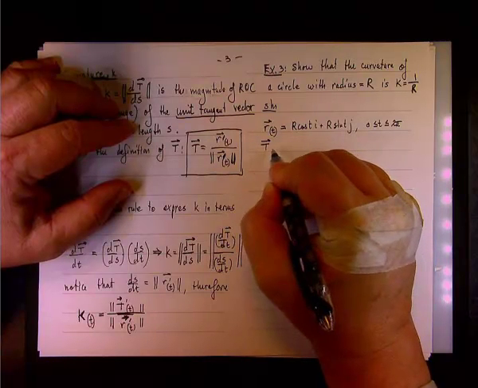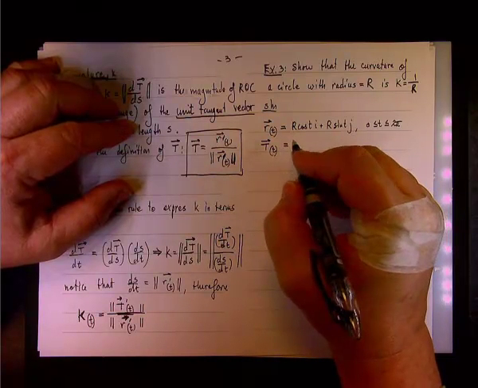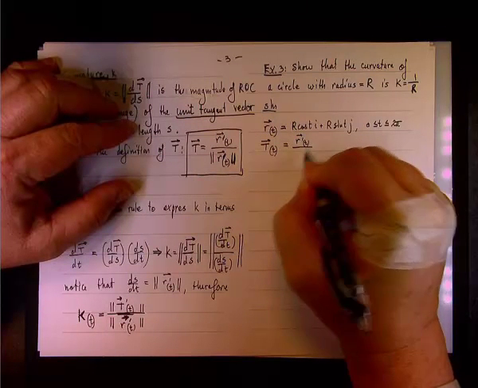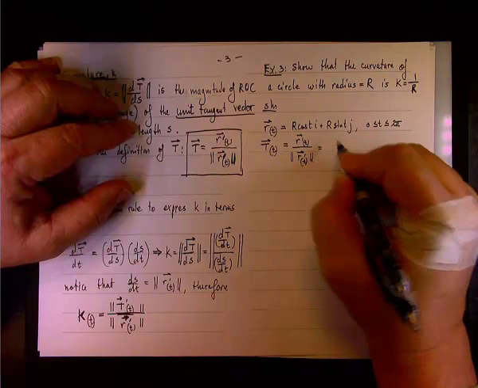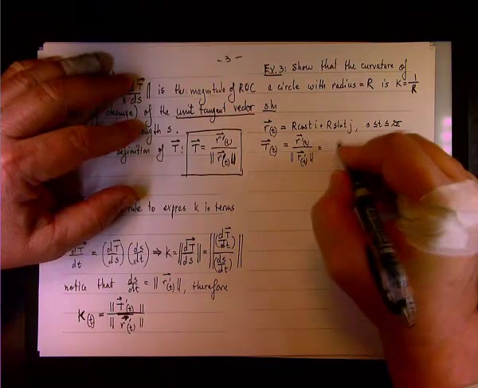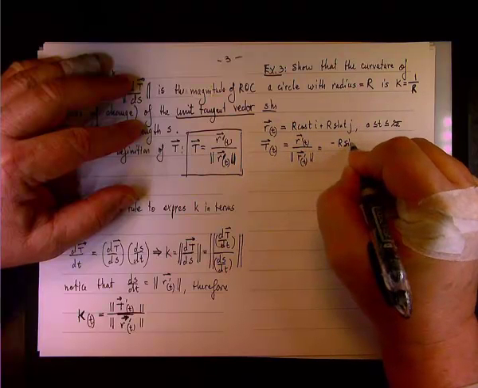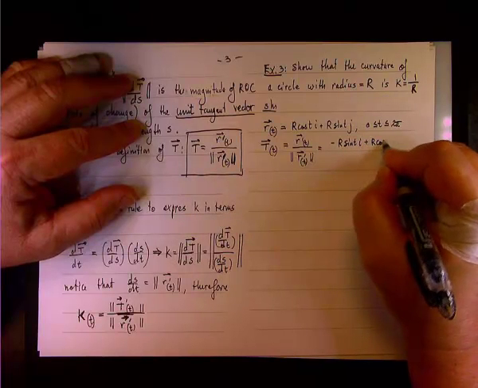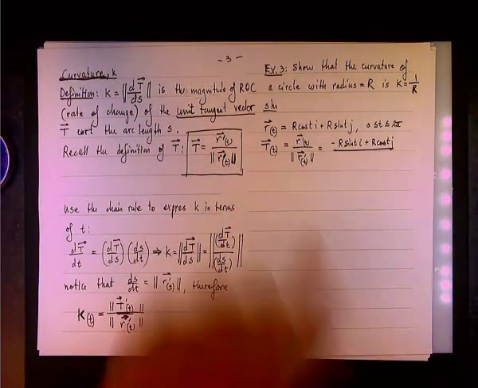So, what is the unit tangent vector? Well, it will be R prime of t divided by its magnitude. What is the magnitude of R prime? Well, R prime by itself is negative r sine t i, and then plus r cosine t j, right?